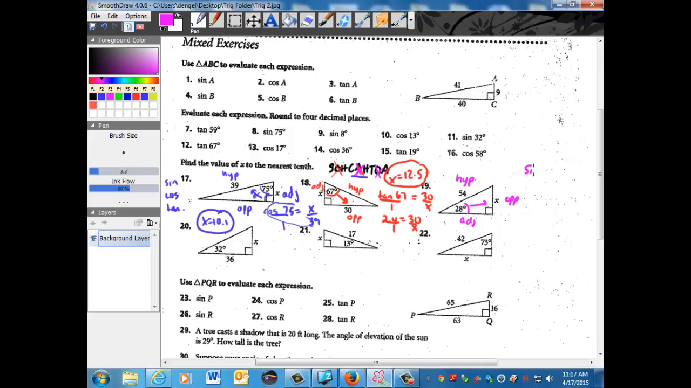So we're going to take sine 28 equals x over 54. We enter in sine 28. We get 0.5. So 0.5 equals x over 54. And so x equals 25.4. And again, let's make sure that this answer makes sense, and it does.